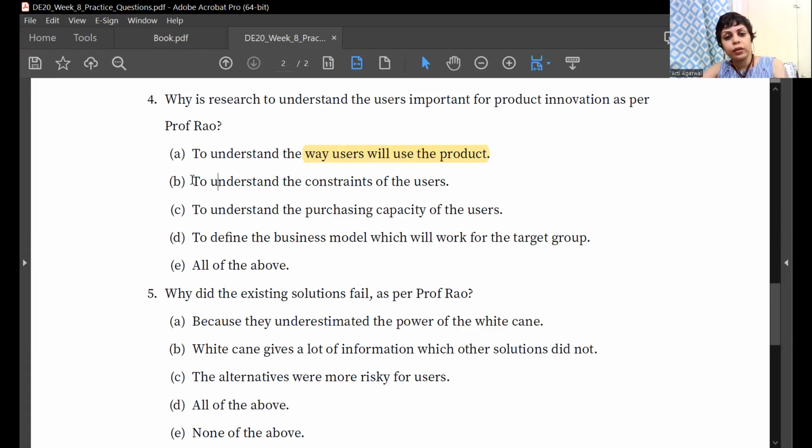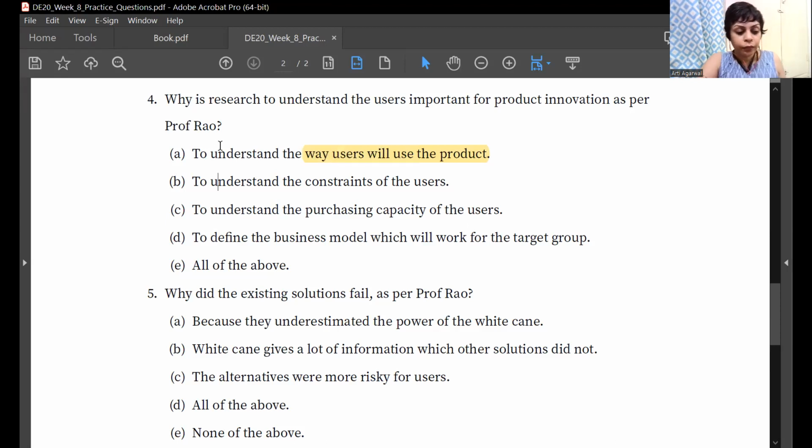And point number C is to understand the purchasing capacity of the users, which is of course very important, because in the case of the smart cane, the majority of the user group come from a financially weak background, which means they cannot afford a cane which costs them thousands of bucks. A lot of these people are not able to get a job. They don't have a steady stream of income. They don't have enough money to just splurge on some device, things like that.